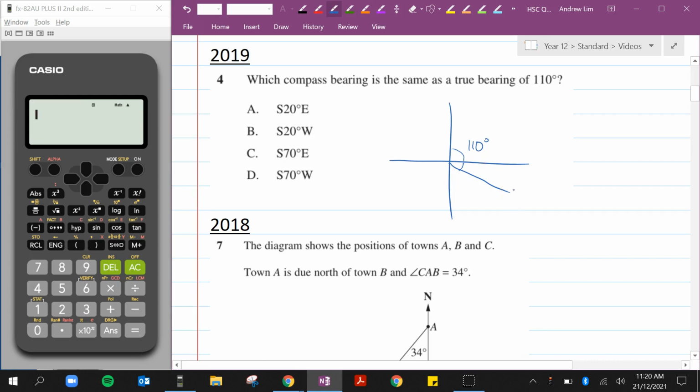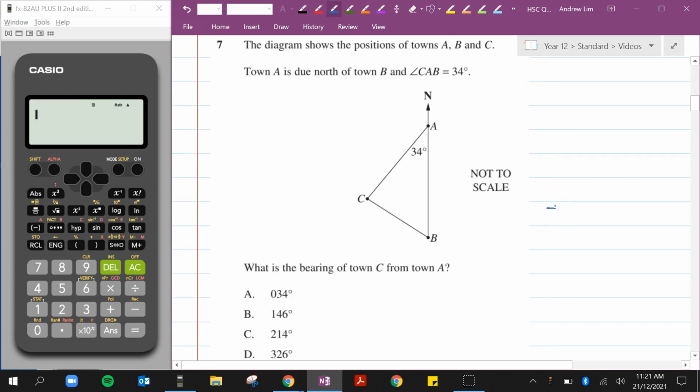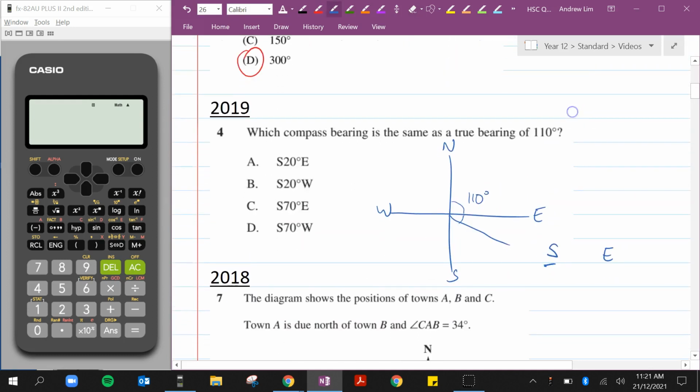So in order for us to work out our true bearing, I know that this is north, east, south, west. This line here is in the southeast, so it's southeast. So we're going from south to east. I want to know how big that angle is. Well, we know that this is 180 degrees. So 180 minus 110 is 70. So this has to be 70 degrees. So the answer is C.